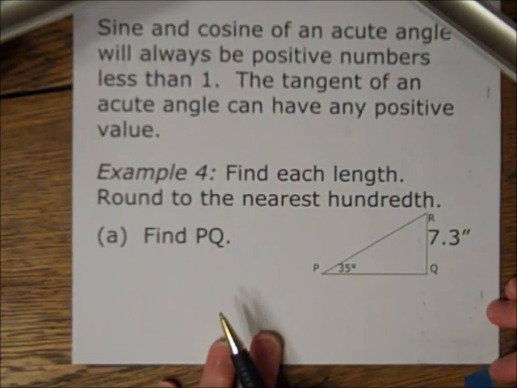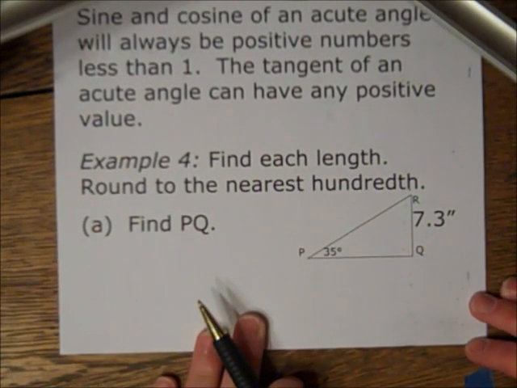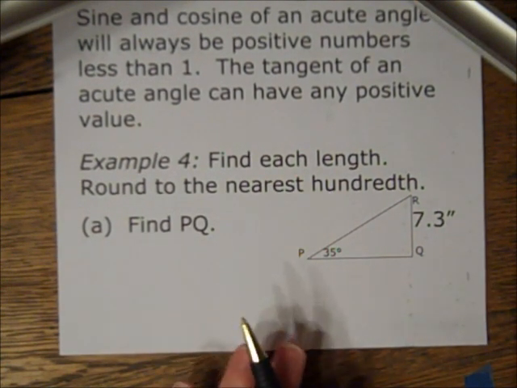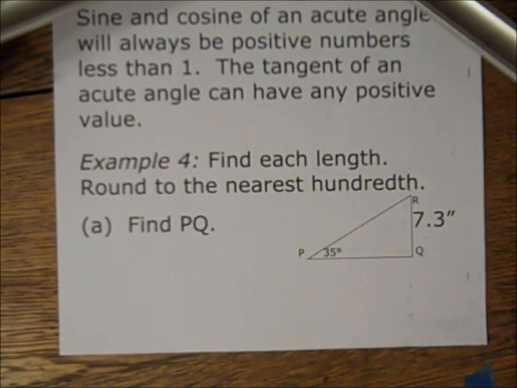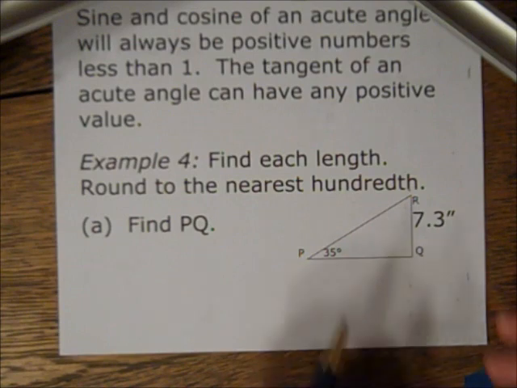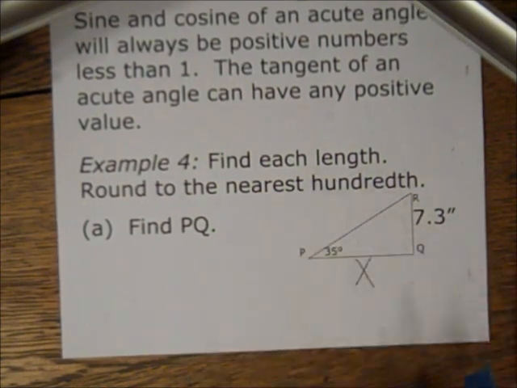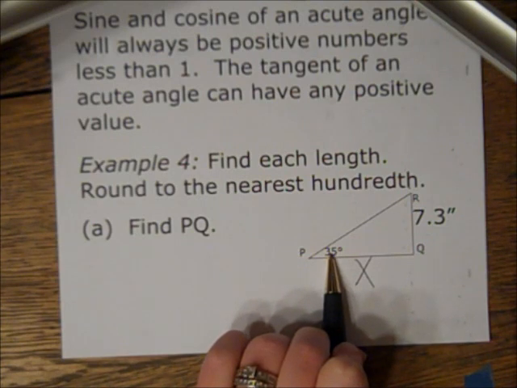Okay, so now example 4. This is where we get into the meat of this. We are going to find side lengths of triangles by using trig now. So here we are going to find PQ. So I'm going to call that X. You could just call it PQ. It doesn't matter. We start with what our angle is, and we decide what piece do we have and what piece do we need.